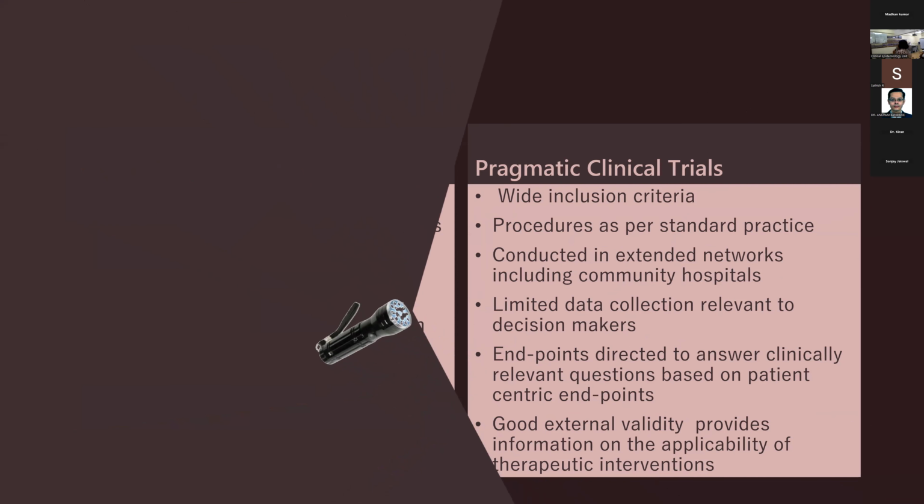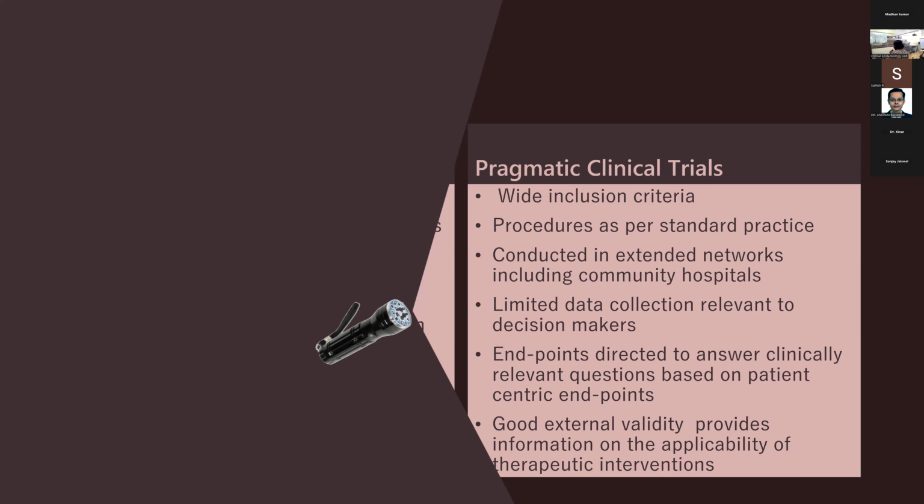Whereas in a pragmatic trial, there is wide inclusion criteria. As much of the population with the particular disease as possible is included, and the procedures are as per standard practice. So the interventions are made to be more towards the usual setting and nothing additional is there. And they are conducted in the community hospital. They need not travel to a tertiary center or a quaternary center to get the intervention as such. And the data collection is limited to the relevant markers. So they are not followed up very frequently. There is no structured, more frequent follow-up to capture as much data as possible.